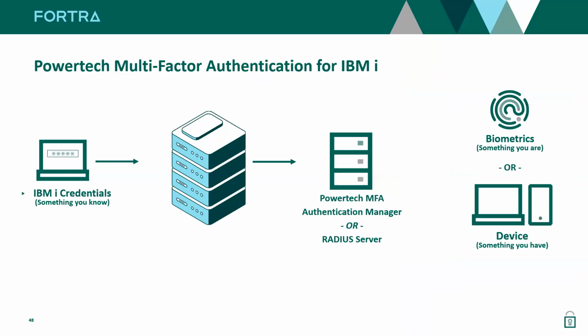Once that happens, check to make sure that user, are they supposed to authenticate? Yes, they are. Authenticate against the device that you've configured, whether it's the biometrics or it's the device, or it can be our desktop application. Once that user is successfully confirmed who they say they are, Powertech MFA is going to allow that user to continue. Gives a signal to the IBMI that says, yep, this user is good. Let's let them on the system.